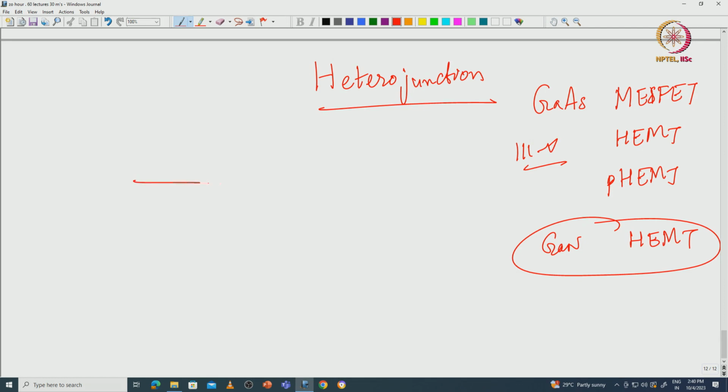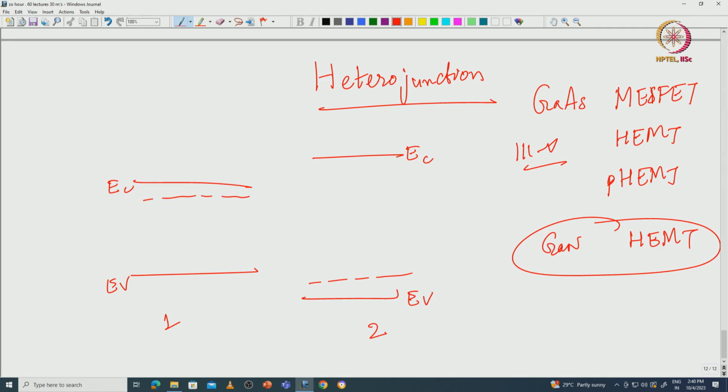So if we have two different materials, suppose this is a material with conduction band, and suppose there is a valence band here, a conduction band and valence band of two different materials. So this is material 1, for instance this is material 2, and suppose this is your N type doped and this is your P type doped. If you join them together, how does the heterojunction look like? How does the energy band diagram look like?